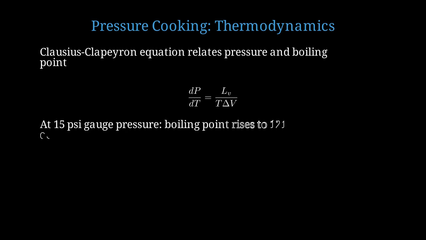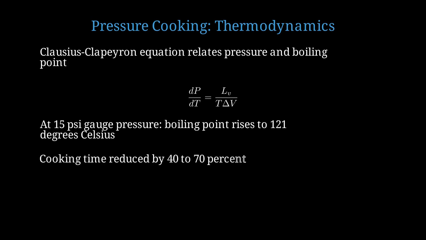In a typical pressure cooker at 15 psi gauge pressure, water boils at 121 degrees Celsius instead of 100. This 21-degree increase reduces cooking time by 40 to 70% because reaction rates increase exponentially with temperature. As a rough rule, every 10-degree temperature increase halves cooking time, so a 20-degree increase reduces time to about 1/4.